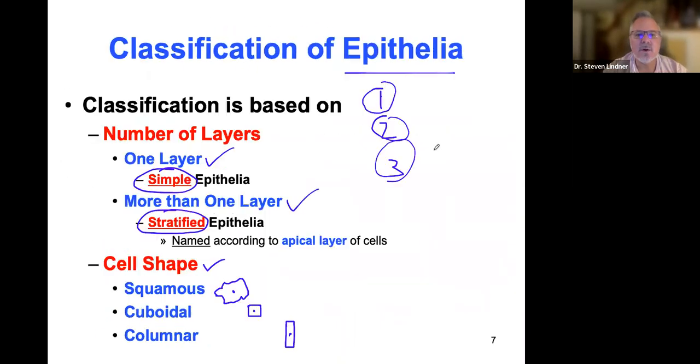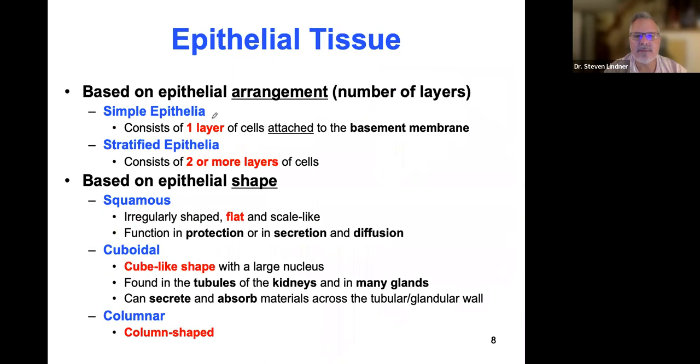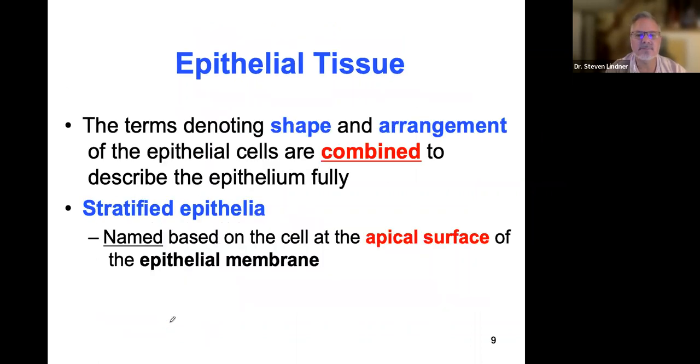Okay, so again, we have simple epithelium, stratified epithelium. We have squamous, which are irregular shaped. Those are good for protection, secretion, and even diffusion. We spoke about oxygen and CO2, carbon dioxide. Then we have cuboidal cells. We said we find them along the tubules of the kidneys, the proximal convoluted tubules and the distal convoluted tubules. And then we have columnar cells, which we can find in the respiratory tract and even the digestive tract.